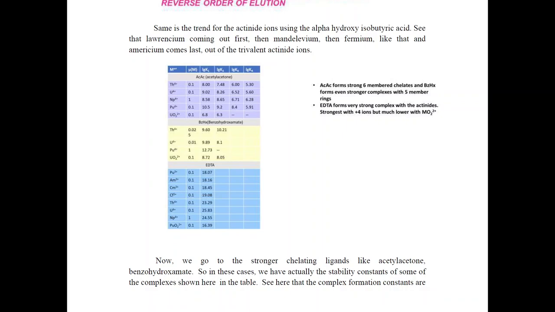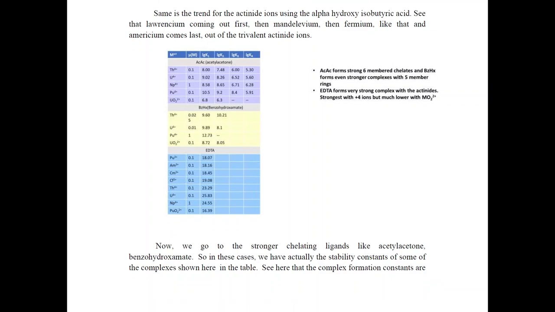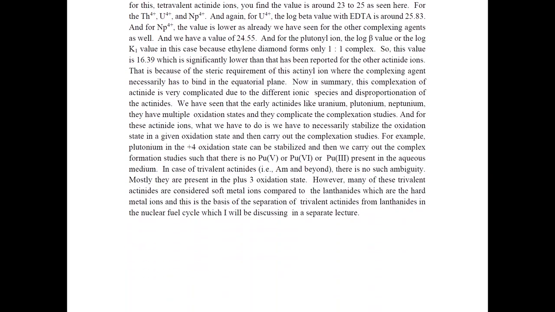Acetylacetonate, ACAC, forms strong 6-membered chelates, and benzoylacetone forms even stronger complexes with 5-membered rings. Now, EDTA forms very strong complexes with the actinides, strongest with plus 4 ions but much lower with MO2 2+.